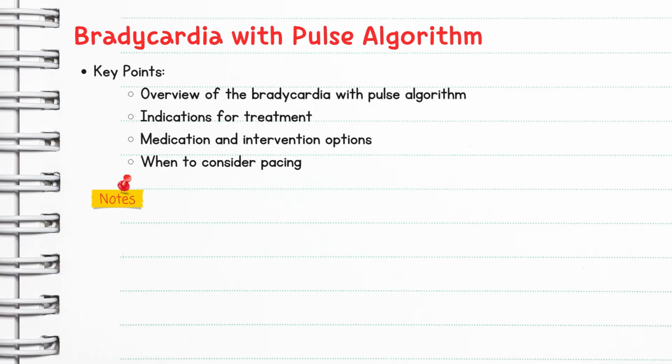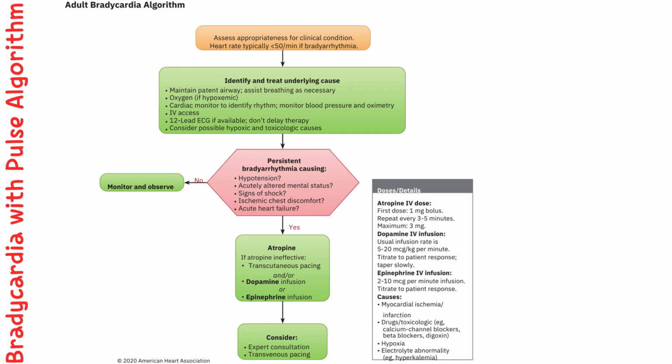So now the next algorithm is bradycardia. Again, this is with a pulse. If it doesn't have a pulse, you're going into the cardiac arrest algorithm. So this is bradycardia with a pulse. What do you do? You're going to follow this algorithm. So you're going to assess the appropriateness for clinical condition. And are they symptomatic, less than 50 beats per minute, and bradycardic? And then we're going to go down here. And this is what you do. And these are the options you have off to the side.